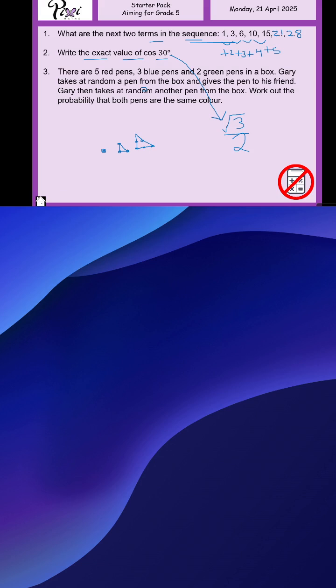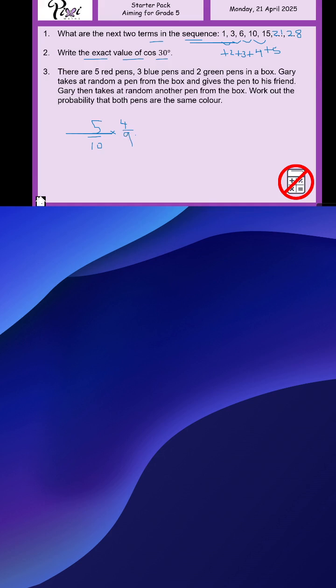Question number 3, guys. There are 5 red pens, 3 blue pens, and 2 green pens in a box. Gary takes one at random from the box and then gives the pen to his friend. Gary then takes another pen from the box. Work out the probability that both pens are the same color. So let's say I take 2 red. That'll be 5 out of 5 plus 3 plus 2, which makes 10. So this is for red. And if I take out another red, I multiply by 4 over 9.